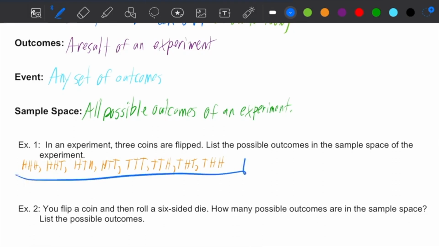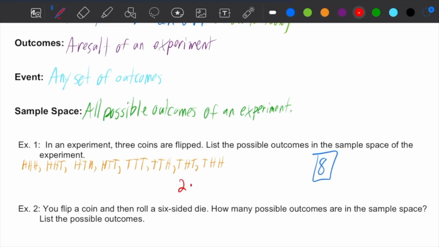And so there's a total of 8 different outcomes in our sample space. Each of these is an outcome, and they all make up the sample space. So these are all the possible outcomes. How many outcomes are there? There are 8 possible outcomes. Another way you can arrive at that is you have 2 outcomes for the first coin, heads or tails, times 2 for the second one, times 2 for the last coin. Just take 2 times 2 times 2, aka 2 to the third power, and you get 8. That's because you have 2 possible outcomes for each coin being flipped.